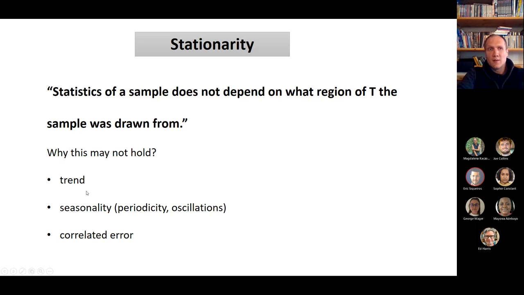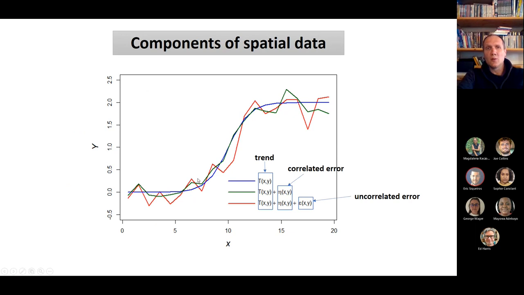Obviously, we know that the trend can be one of the reasons of non-stationarity, because when we look at this region, the mean of the observations will be different than here. And if we find a trend, if we fit a trend, we are able to subtract the trend from the data and bring the mean to zero and play only with the remaining statistical properties.